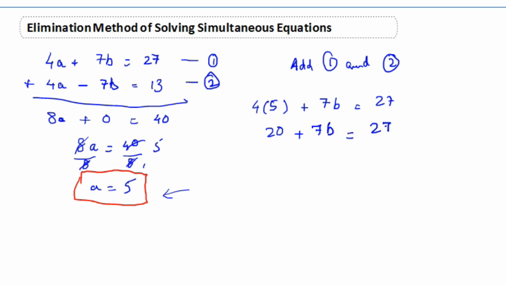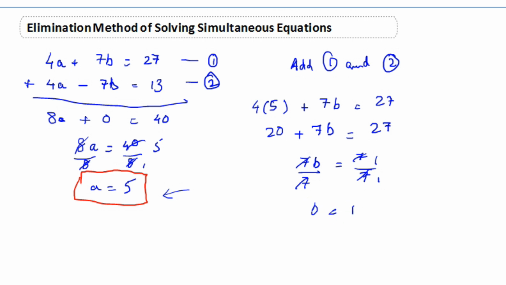I subtract 20 from both the sides, so I'm left with 7b on the left hand side and 27 minus 20 on the right hand side. So 27 minus 20 gives me 7, and then I divide both the sides by 7, and 7 gets cancelled, and this also 7 gets cancelled. So what I'm left with is b is equal to 1.